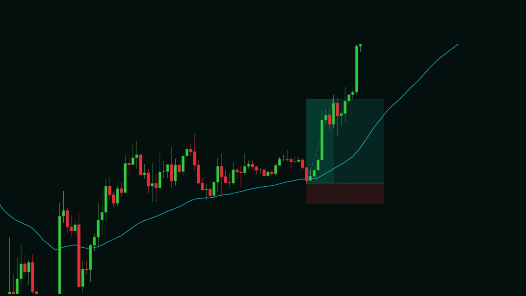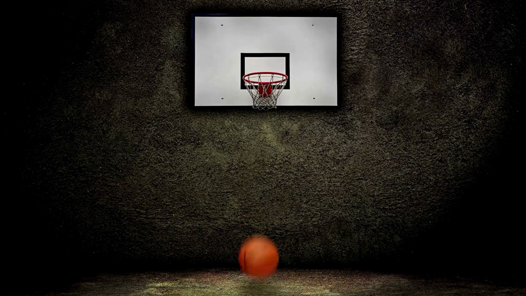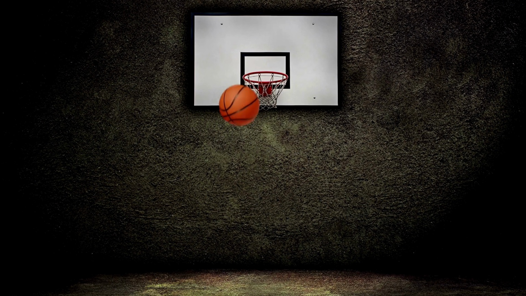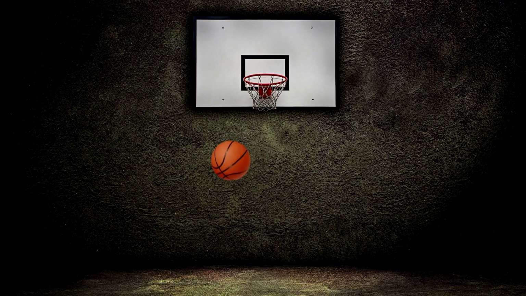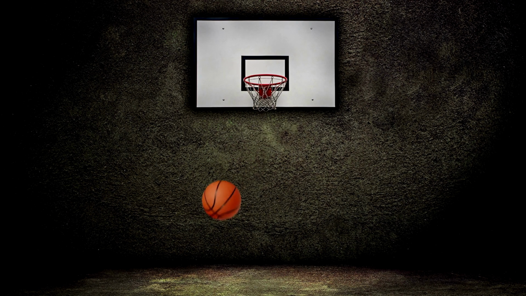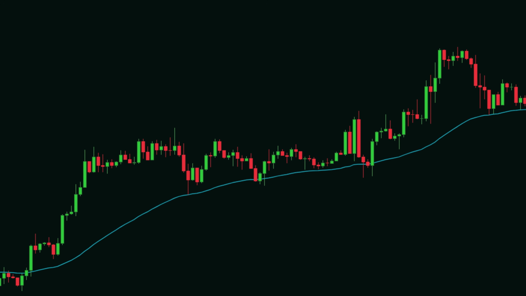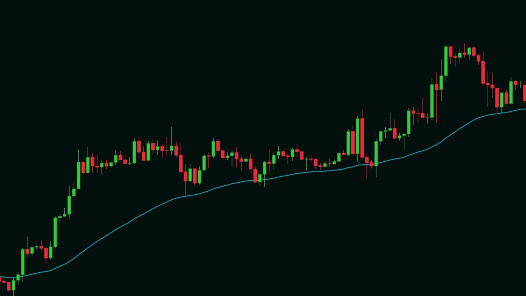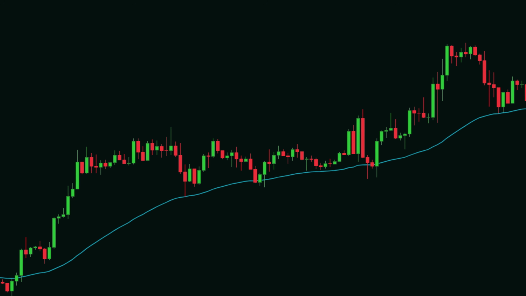Let me give you a real-world analogy. Imagine a bouncing basketball. Each time it hits the floor, the EMA, it gathers energy for the next jump. But if the floor cracks, it falls through. That's your signal. It's not a bounce, it's a shift in momentum. Now here's where it gets even better.